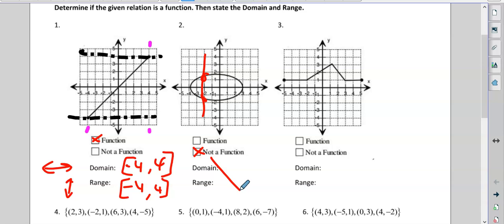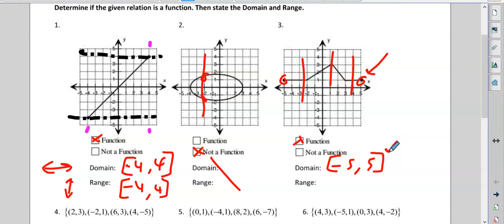All right, number 3, same thing. We only hit one time every time, so yes, it is a function. Now, how far left does it go? Well, we see it goes from -5 to the right, +5. So -5 left, 5 right, both brackets because they're both solid dots. Now, if this would have had an open dot, this would have been in parentheses.